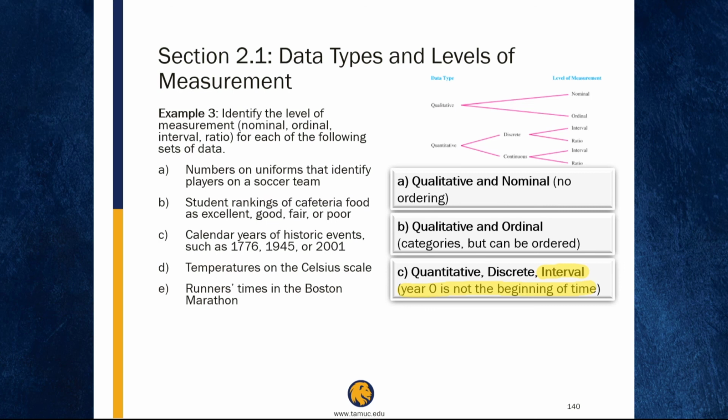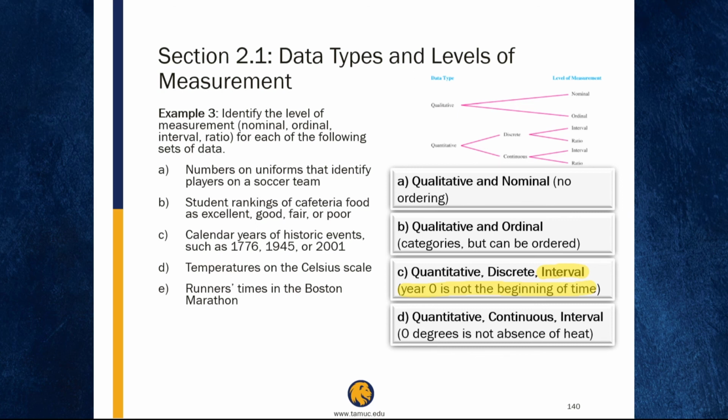The next one down, temperatures on the Celsius scale. For the same reason, this one's going to be quantitative and interval. It's interval because 0 degrees Celsius does not indicate the absence of heat. 0 degrees Celsius was chosen arbitrarily as the freezing point of water. That's the only reason why we call it 0 degrees. So it's given by the interval level of measure. Notice we also say it's continuous, versus the discrete that we had on the number of years.